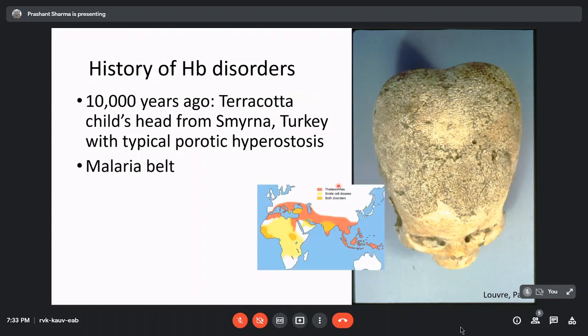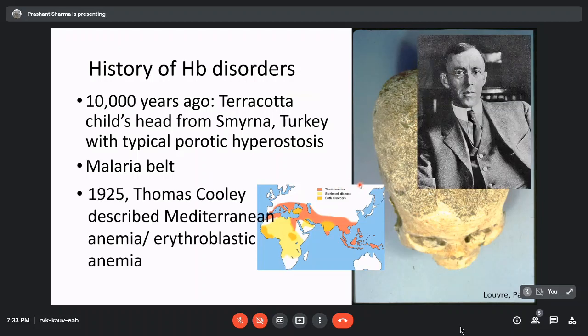And then, of course, we're aware of the fact noted by Haldane that a lot of these disorders of red cells show a striking similarity in distribution with areas that are endemic for malaria. That's another reason why they've been around for so long, because the heterozygous state affords some protection against the more severe forms of malaria.